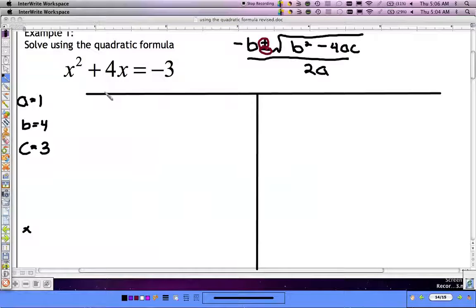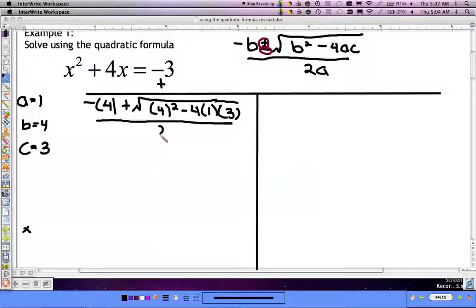All right, so let's start with the plus case. I'll put a little positive on this side. And we'll say, all right, negative b, that's negative 4, plus the square root of 4 in parentheses squared minus 4 times a is 1 and c is 3. Close your parentheses, and then that's going to all be divided by 2 times a, which is 1. So that's nice. It's just a nice 2 down there.